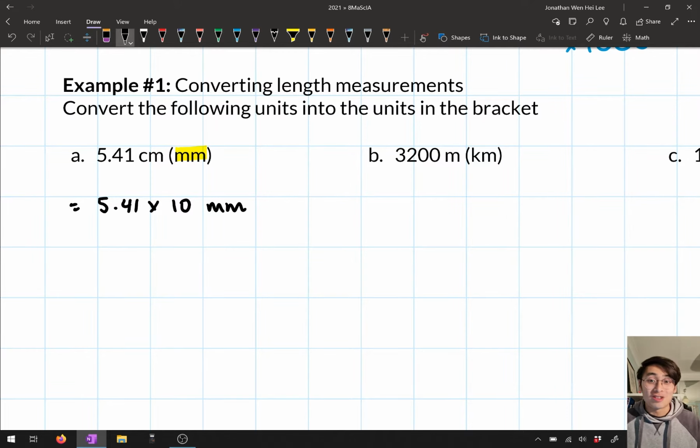Now, when we were looking at decimals, we looked at a trick that we could use to do multiplication. If we are multiplying by a power of 10, we just count up how many zeros it has. It has one 0, and we move our decimal place to the right. So for this example, I'm just going to move the decimal place to the right once, and that becomes 54.1 millimeters.